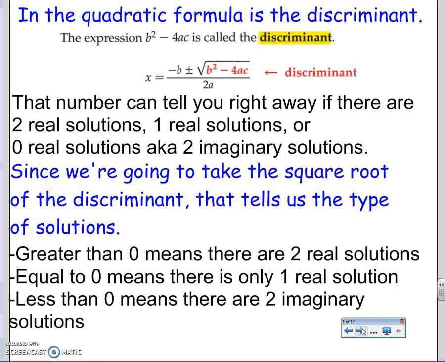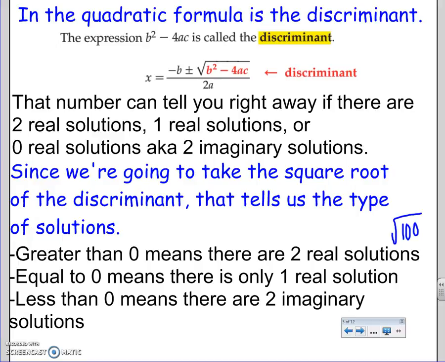That number can tell you right away if there are two real solutions, one real solution, or zero real solutions. Now, if there's zero real solutions, that means there are two imaginary solutions. So those two are the same thing. And since we're going to take the square root of this number, that tells us the type of solutions. If the number is greater than 0, it means positive. For example, say it's positive 100. You know the square root of that is 10. So we're going to add 10 for one case and minus 10 for the other case. There's two different cases, two real solutions.